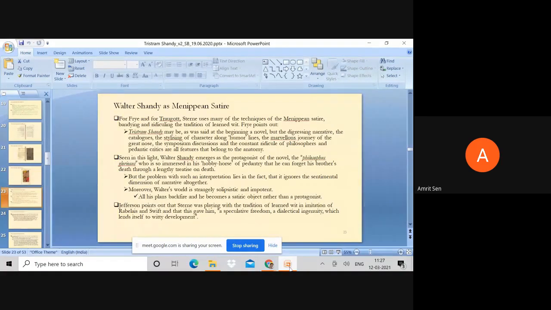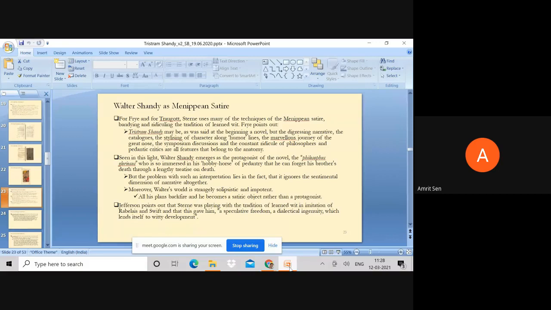Now, I will slightly draw upon two characters here. One is Walter Shandy. In Walter Shandy, Sterne uses the tradition of Menippean satire. Should you want to learn more about Menippean satire, my former students will of course remember my classes on Swift's Gulliver's Travels as Menippean satire, a question that I probably asked them. Menippean satire does not satirize any particular individual as such. It satirizes a particular philosophical position, an idea, right?